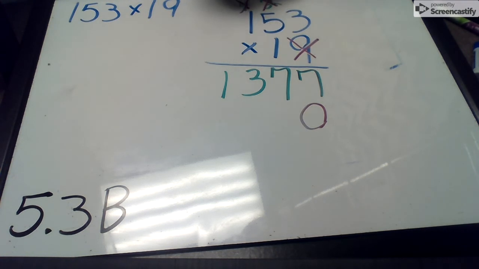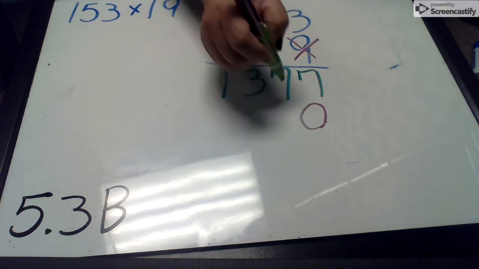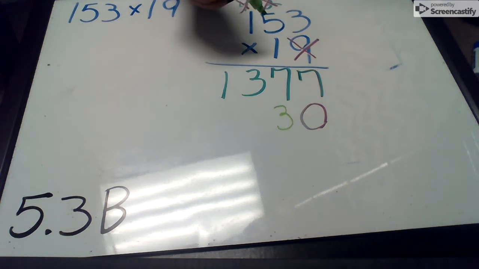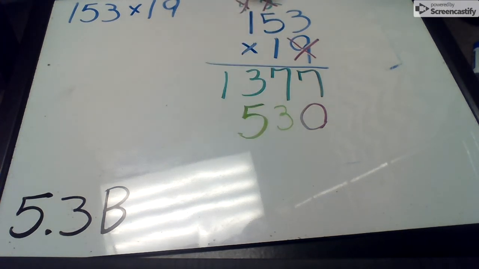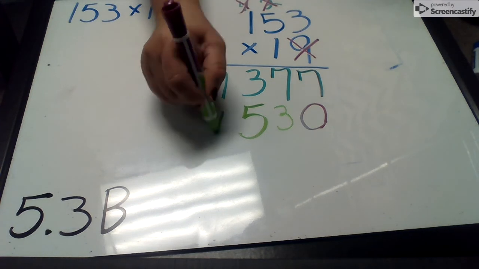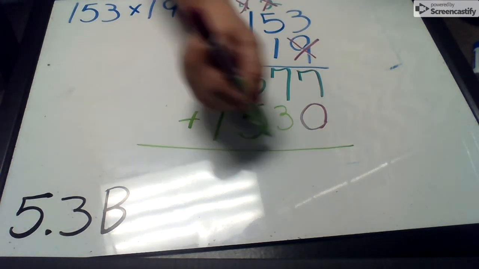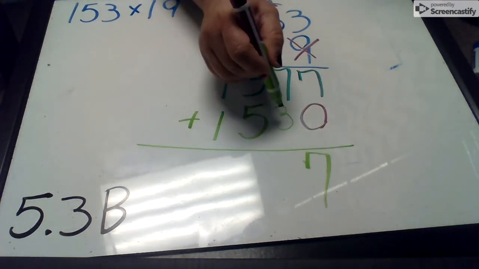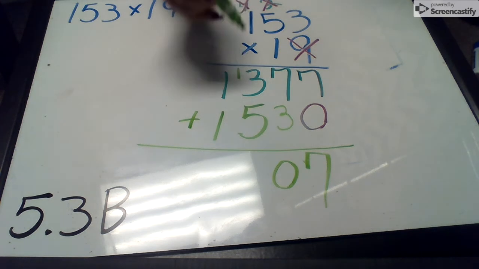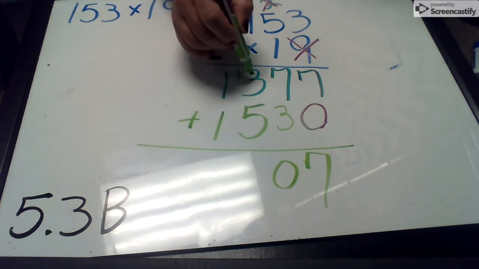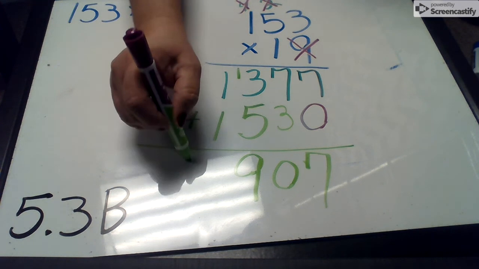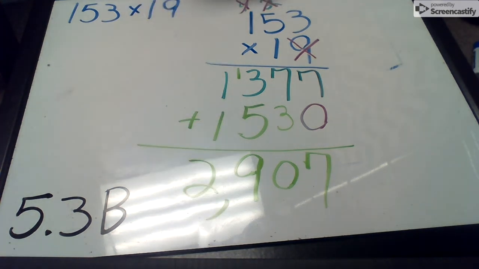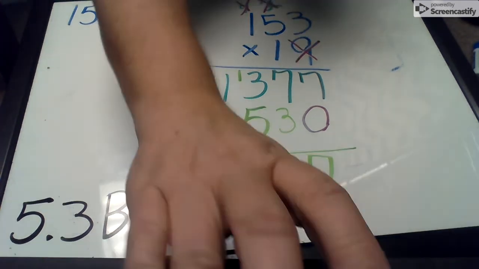Now we're going to deal with the 10, the tens place. 1 times 3 is 3. 1 times 5 is 5. 1 times 1 is 1. Now we're going to add these up. 7 plus 3 is 10. Carry the 1. 5 plus 3 is 8. Plus 1 is 9. 1 plus 1 is 2. Same answer, many different ways.